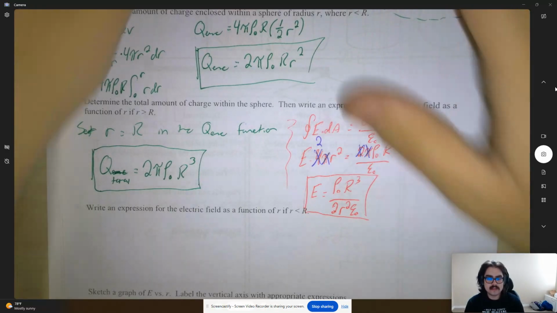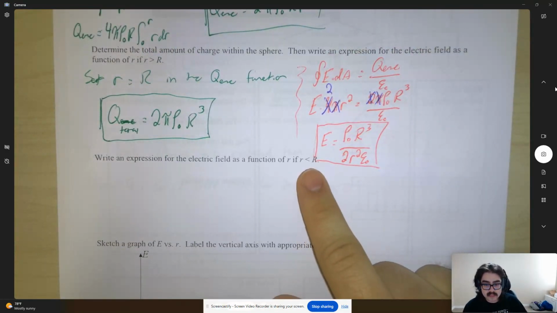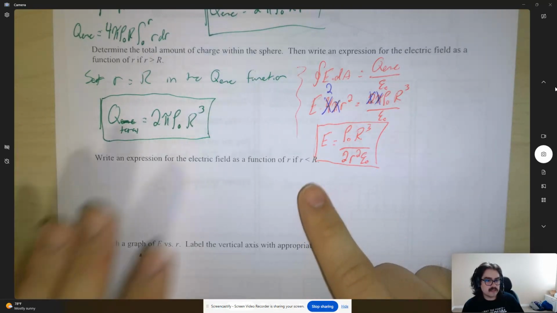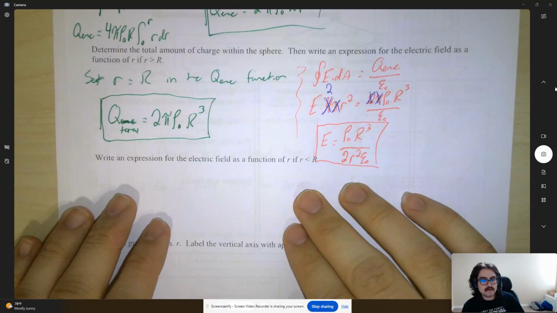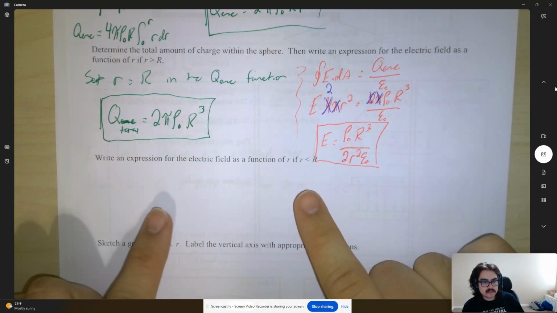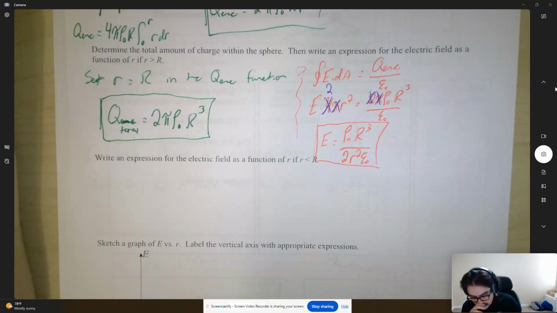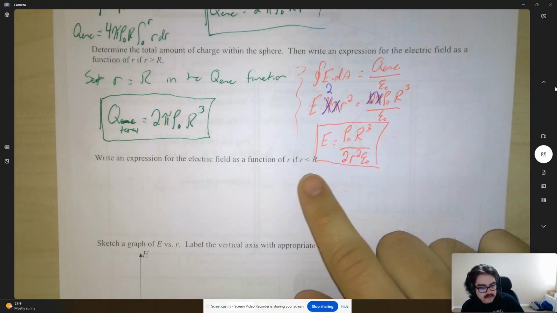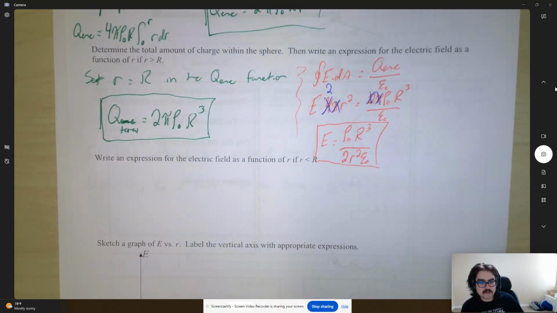Write the expression for the electric field as a function of r if r is less than capital R. I've actually already solved this out for the most part. You can fill this out on the graphic organizer. I'm not going to though, because there's no real reason to, and you have to learn how to get yourself off of the graphic organizer anyway, because you're not going to have that on the test.